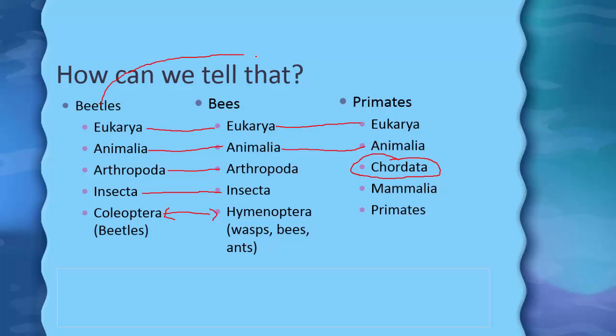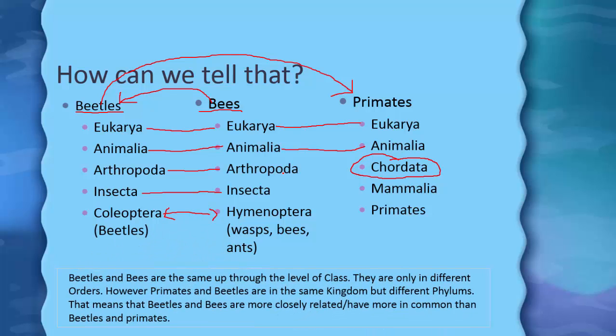So bees and primates split off at the phylum, whereas bees and beetles split off at different orders. So if you remember our levels of organization, it goes from broad to narrow. So because these 2 split off later, they're more closely related.